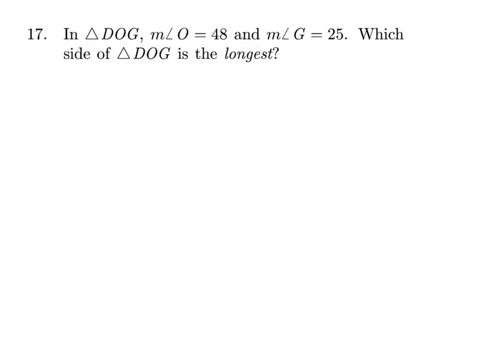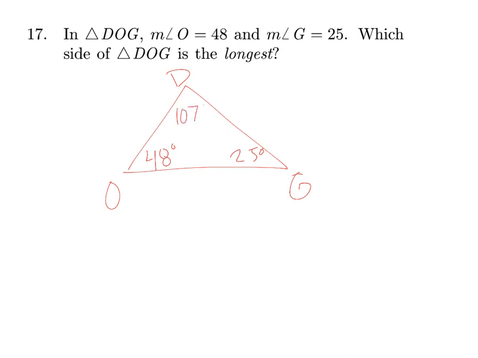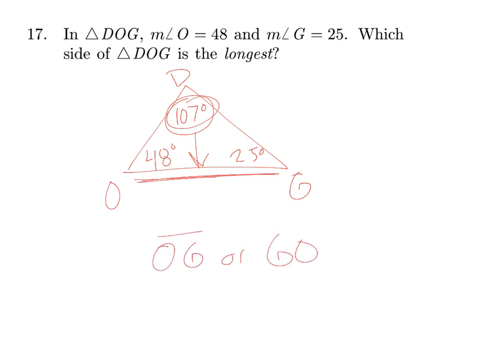All right, in triangle DOG, the measurement of angle O is 48. The measurement of angle G is 25. Which side of DOG is the longest? All right, so I'm going to draw a triangle DOG. O is 48 degrees. G is 25 degrees. D is going to be what? We'll subtract 48 and 25 from 180, and we get 107 degrees. All right, so which side of the triangle is the longest? Well, here's the largest angle, so across from it would be the longest side. So we would say OG or GO. Done.